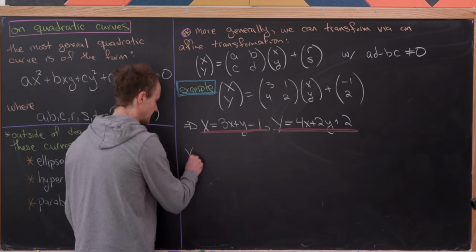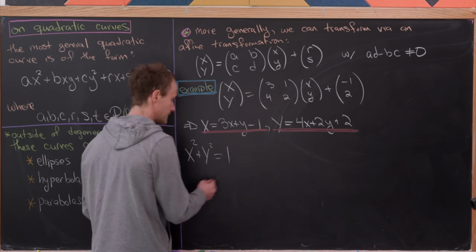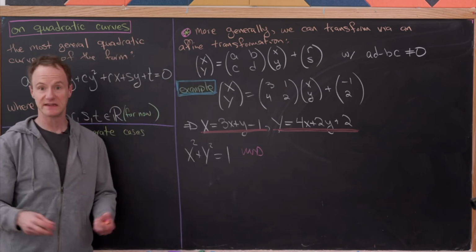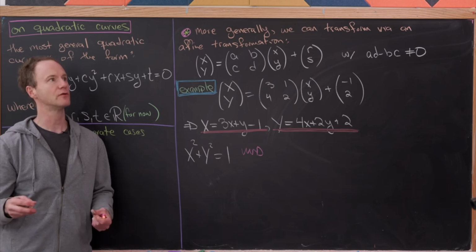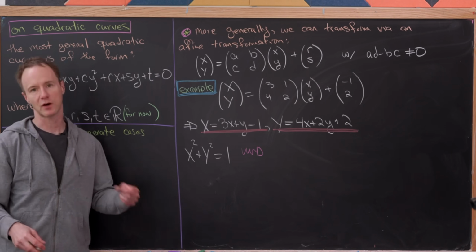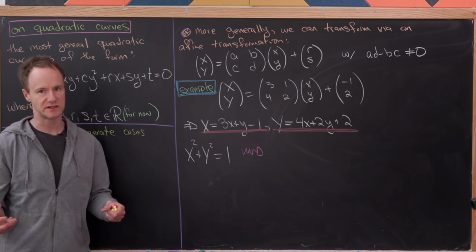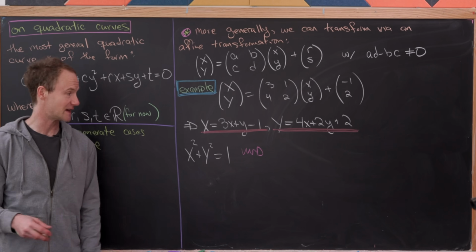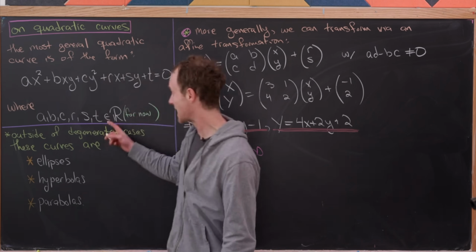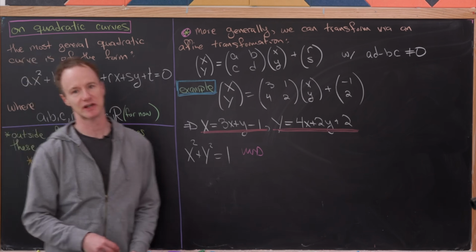Okay, so let's see. If we've got capital X squared plus capital Y squared equals 1 here, that's going to give rise to the following new, well, it's going to be an ellipse. And I guess I'm not proving here that an affine transformation always takes ellipse to ellipse, hyperbola to hyperbola, and parabola to parabola. That's actually not super difficult. It just involves a lot of messy calculation. But I guess what we should say is that these types of quadratic curves are invariant under affine transformation.